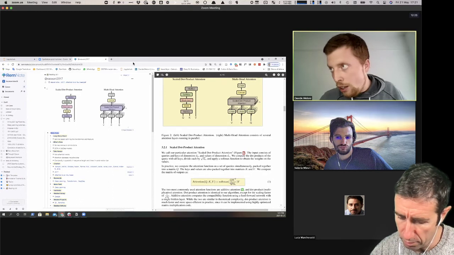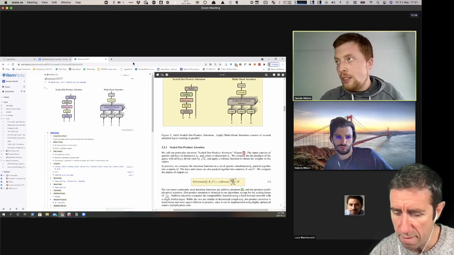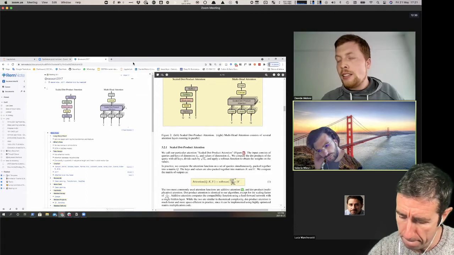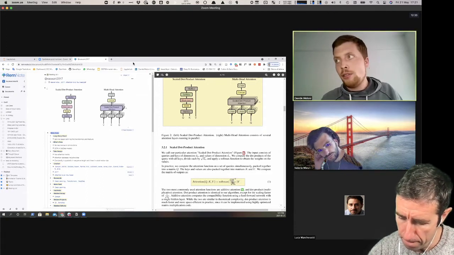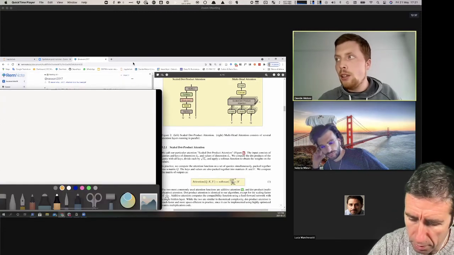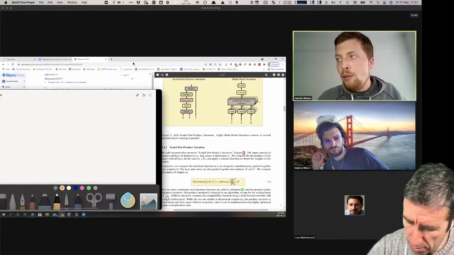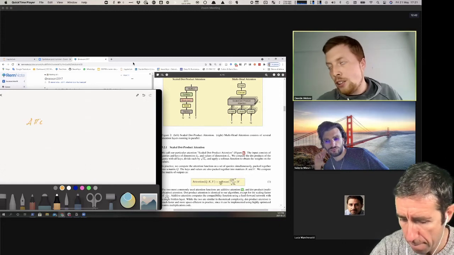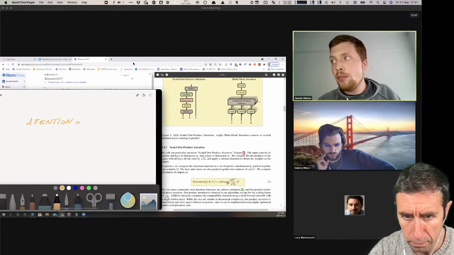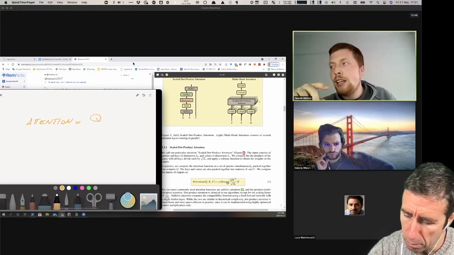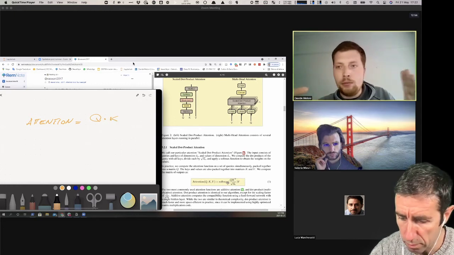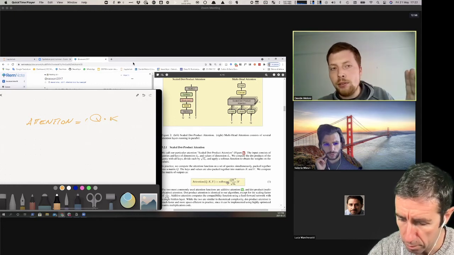So here you can see that query and keys are multiplied by each other. And this is a way to compute the attention between two words, for example. So if you think of this attention as a simple neuron, how is it made?